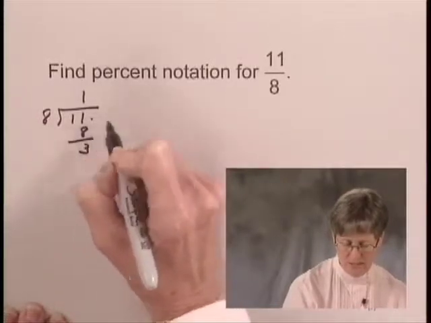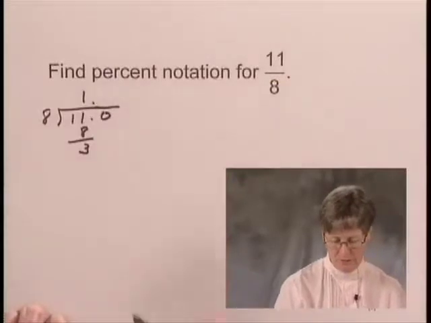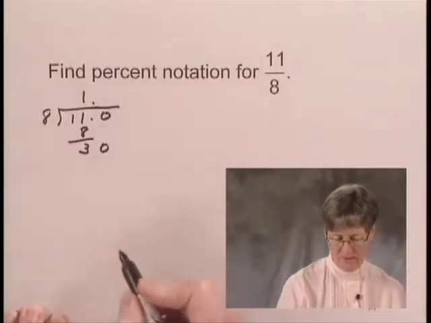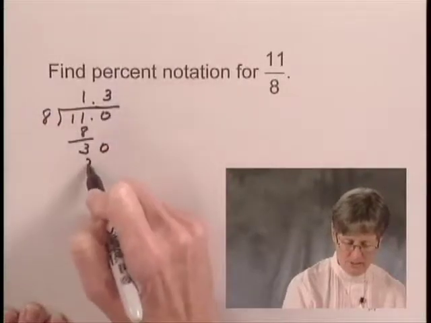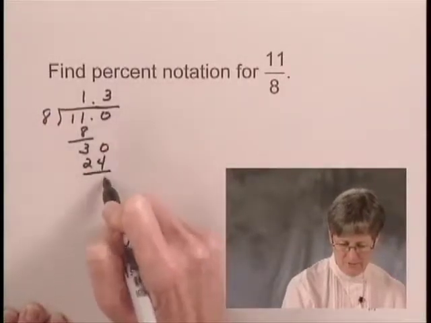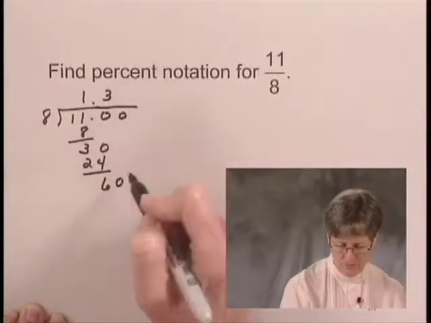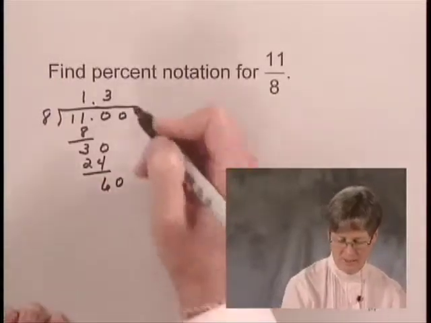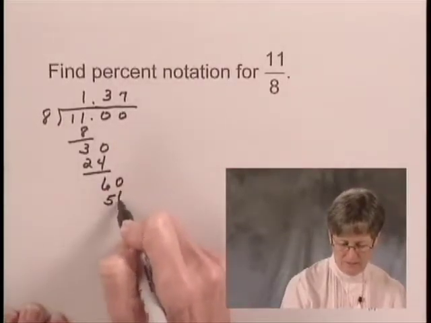Now we'll need to write a decimal point and add a 0. And we'll place the decimal point in the quotient. Bring down the 0. 8 goes into 30 3 times. 3 times 8 is 24. The difference is 6. We'll add another 0. 8 goes into 60 7 times. 7 times 8 is 56.